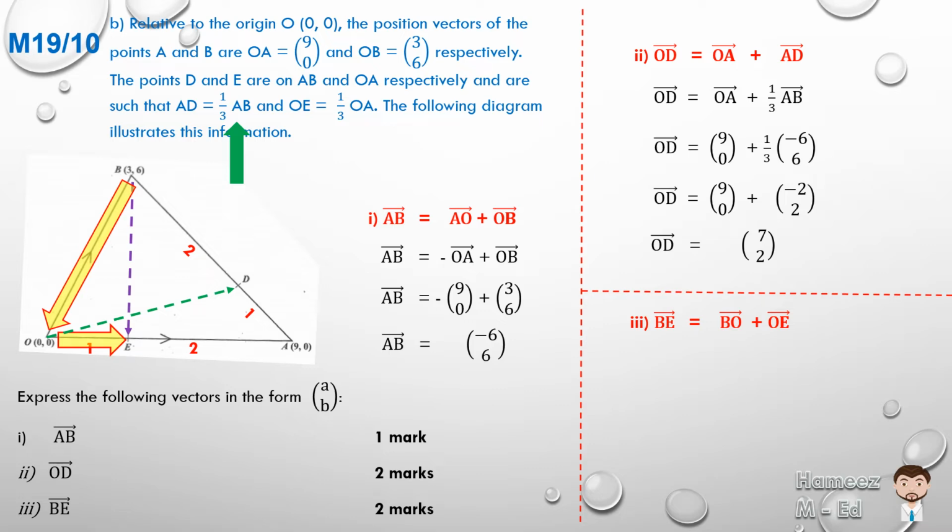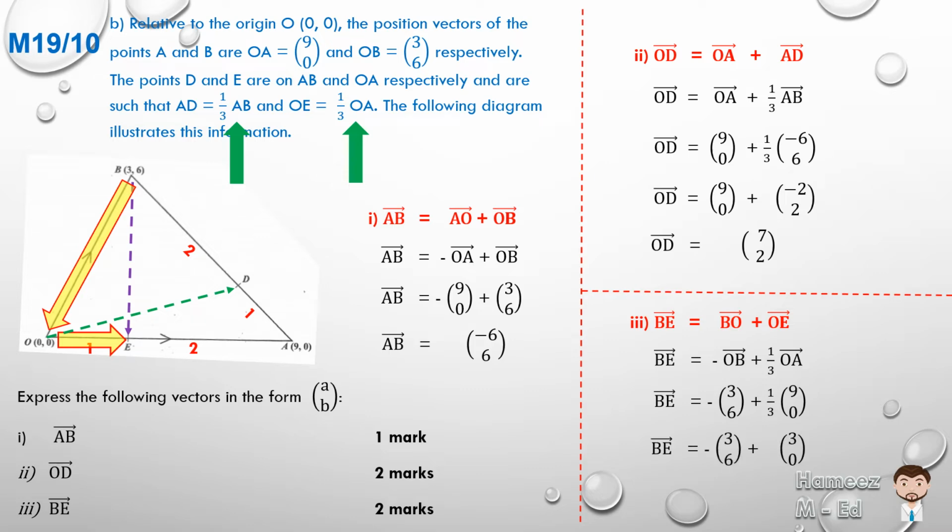And of course, there are other routes. We could have started at B and head to A, and then A to E, and you would still get the same answer. So let's substitute. BO is really minus OB, same length but opposite direction, plus what is OE? And that's given up above as well. OE is equal to 1/3 OA. And if we substitute, we will get minus 36 plus 1/3 of 90. And 3 into 9 is 3.